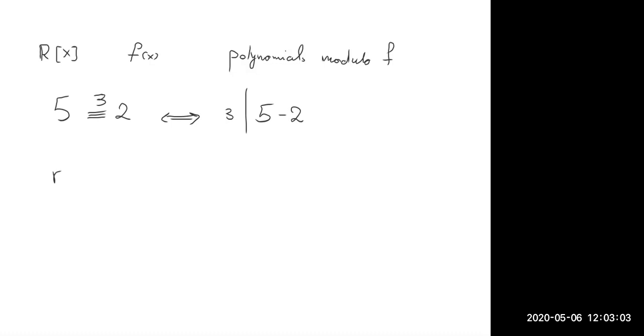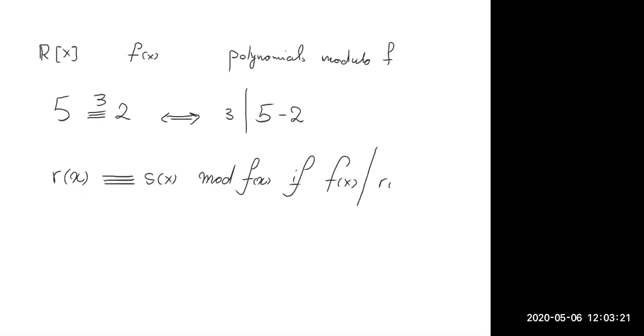So if we have two polynomials, r(x) and s(x), we say they are equal mod f, or they're equivalent mod f, a polynomial f(x), if f(x) as a polynomial divides r(x) minus s(x). Which means if we divide r(x) minus s(x) by f, it would be f(x) times another polynomial q(x) plus the remainder, which is going to be 0.